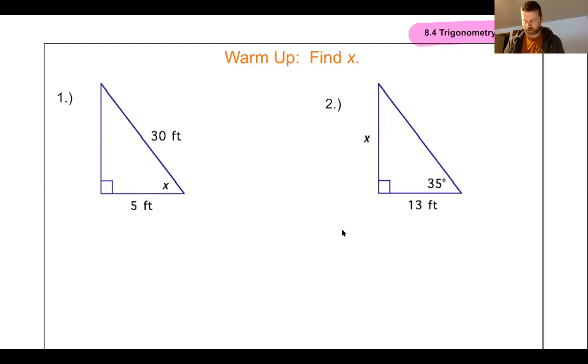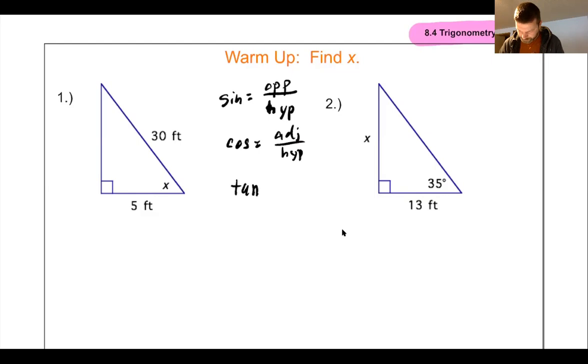So for this one here, if x is an angle, we need to use our trig values. Again, it might be helpful to remember that sine is equal to the opposite side over the hypotenuse. Cosine is equal to the adjacent side over the hypotenuse. And tangent is equal to the opposite side over the adjacent side.